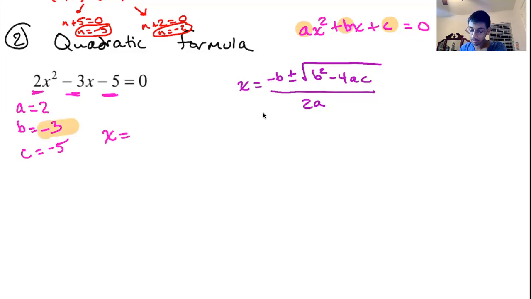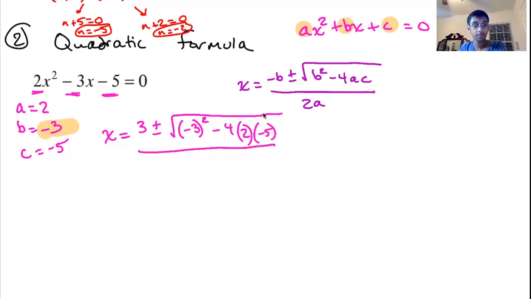Negative 3 is just equal to positive 3, plus or minus the square root of b squared, so negative 3 squared, minus 4 times a, which is 2, times c, which is negative 5, all over 2 times a, which is 2, right?